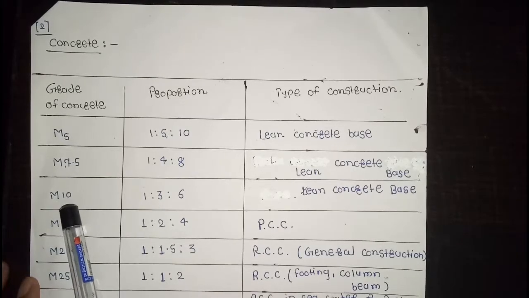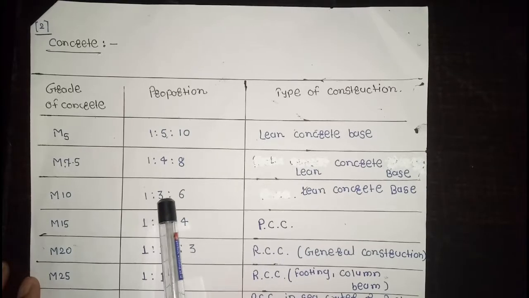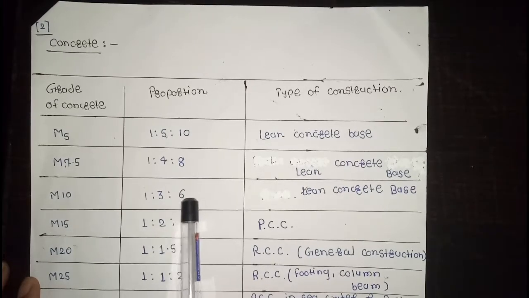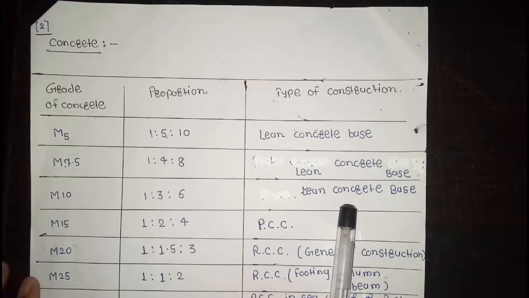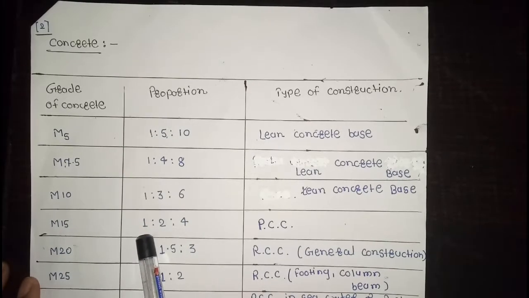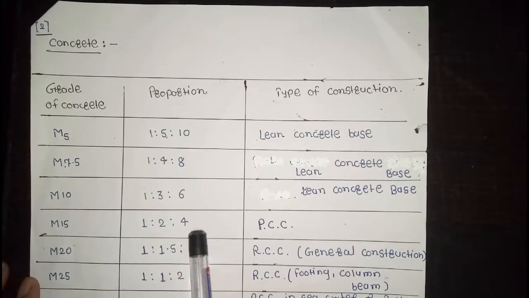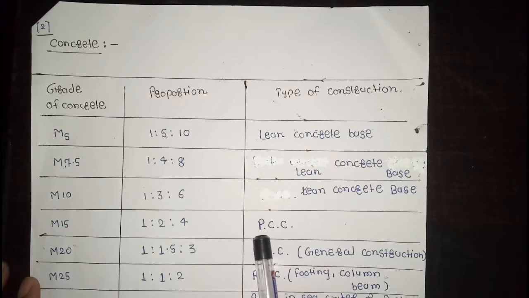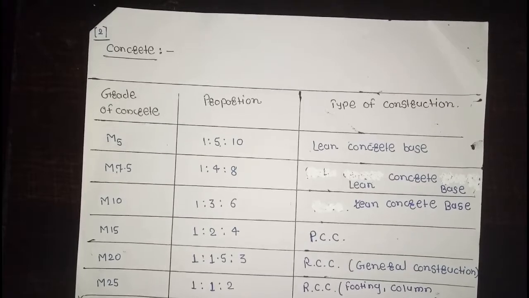So next grade of concrete, M10. The proportion of M10 grade of concrete is 1 part of cement, 3 part of sand and 6 part of aggregate, which is also used for lean concrete base and it is used for leveling. So M15 grade of concrete and their proportion is 1 part of cement, 2 part of sand and 4 part of aggregate, which is used for plain cement concrete structure and which is also used for coarse sand bedding for footings.